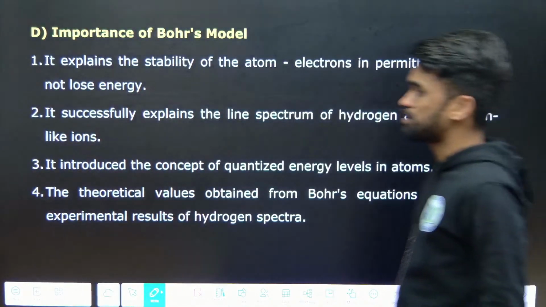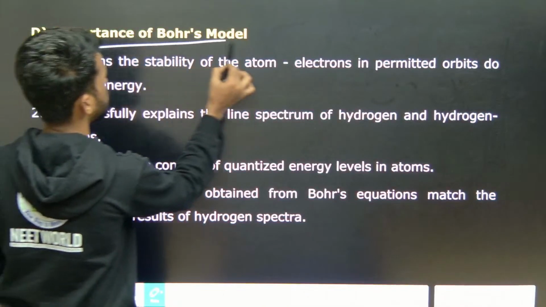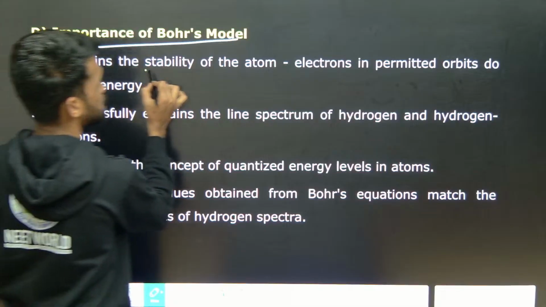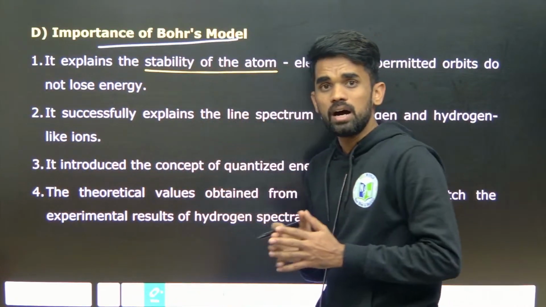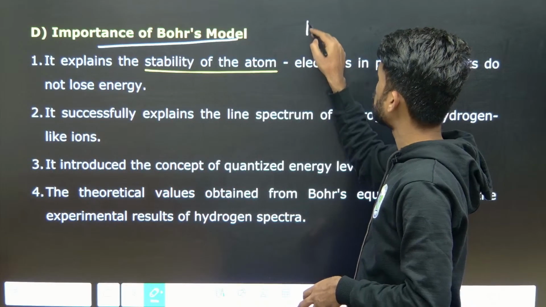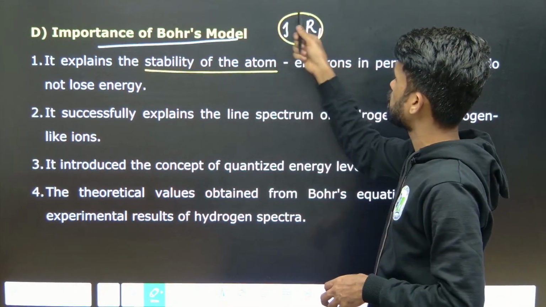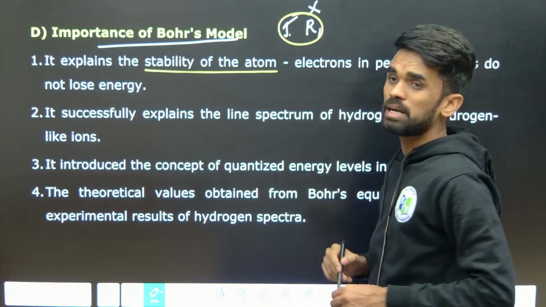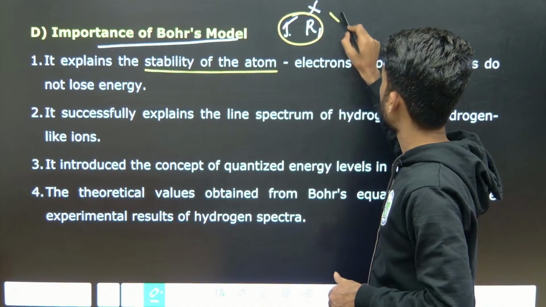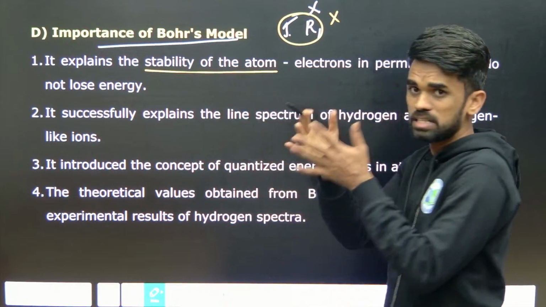So what is the importance of Bohr's atomic model? You can just see the importance of Bohr's atomic model. It explains the stability of the atom. How? If you know the structure of the atom, before studying Bohr's atomic model we study Rutherford's atomic model and Thomson's atomic model. But these theories were not able to explain the stability of the atom. They failed to explain it, but Bohr's atomic model clearly explains the stability of the atom by considering some important postulates.